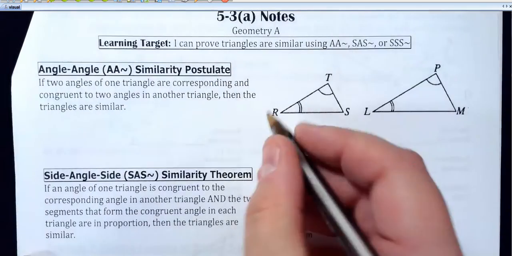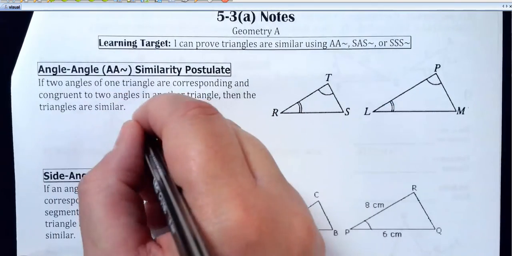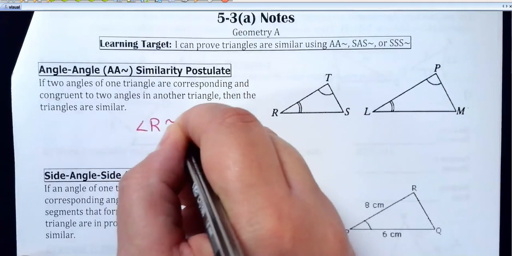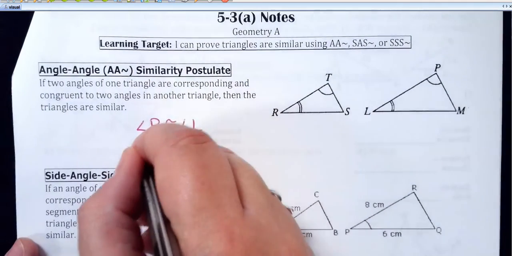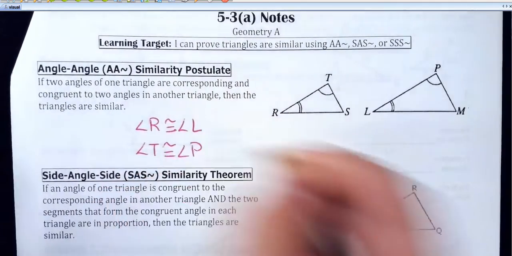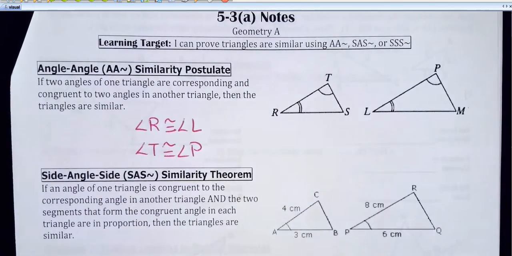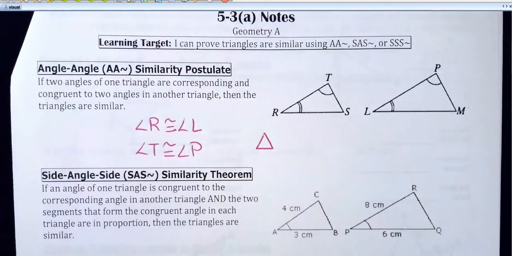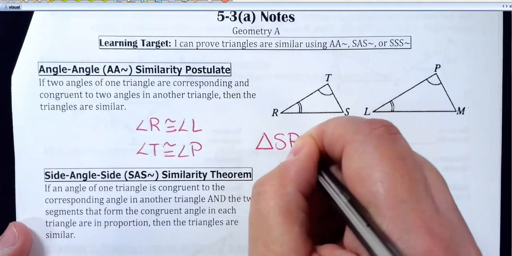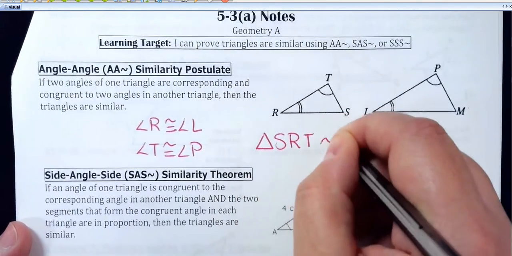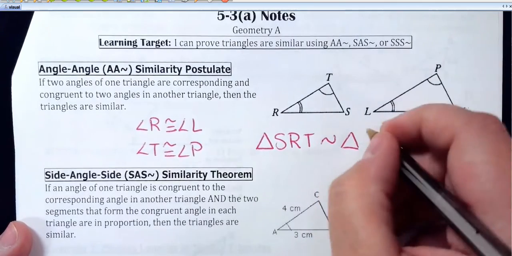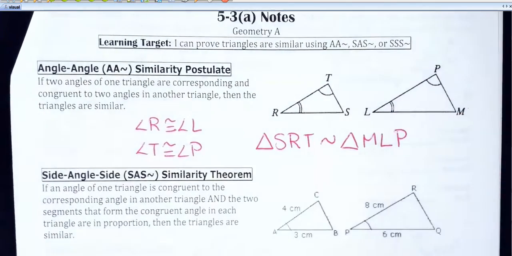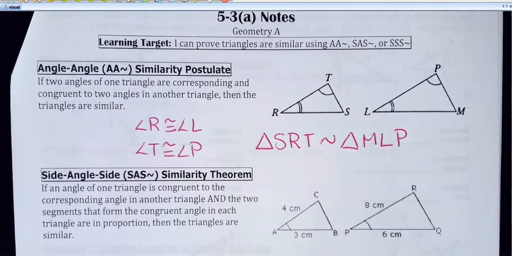So I'm just going to write my little similarity statement here in a second, but I have angle R and angle L, so that's one set of angles. I have angle T marked congruent to angle P, so it's two sets of corresponding and congruent angles. If you have that, that's enough information. And I'll just write a similarity statement real quick. SRT is similar to, let's see, it'd be MLP. There's different ways you can write the similarity statement, just as long as you're matching up the corresponding parts. So that's just one way to write it. That would be my similarity statement.